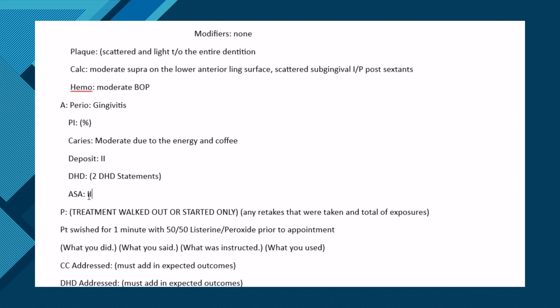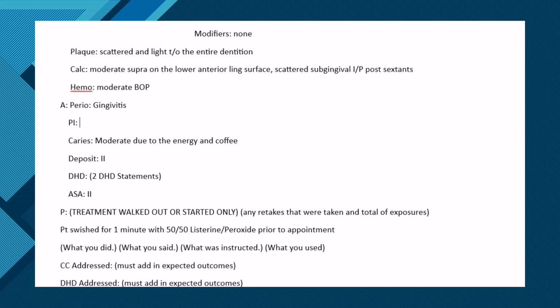Now, at this point, you're going to get your instructor over, you're going to do your initial assessment, and then you're going to put your treatment plan together, and then you're going to go ahead and start with your PI score. So I'm going to come back up to the PI score, and if you take a look at my plaque, it's scattered and light throughout. So I'm going to do my PI score.